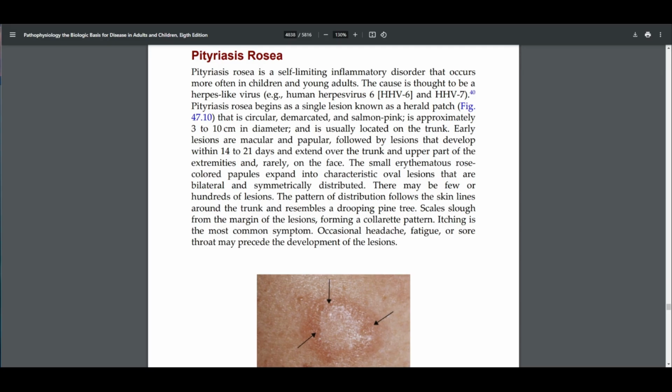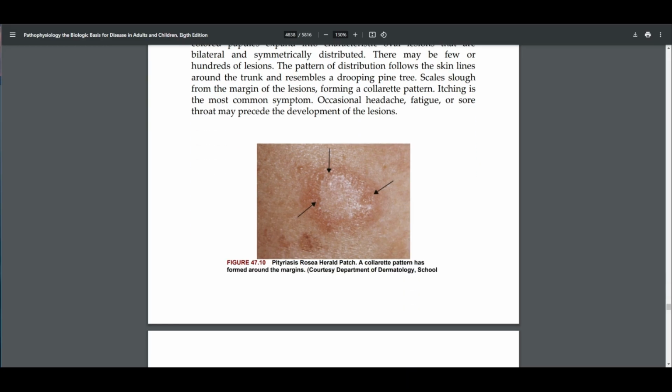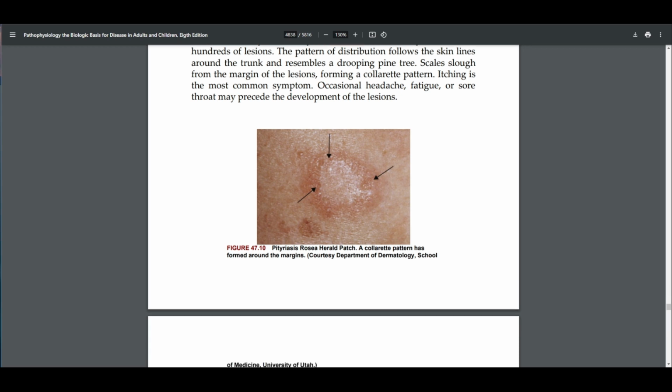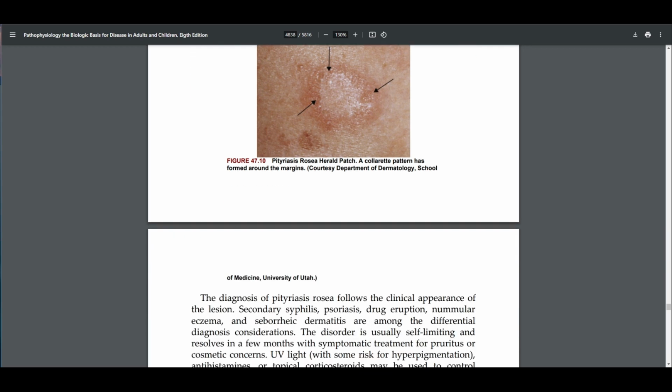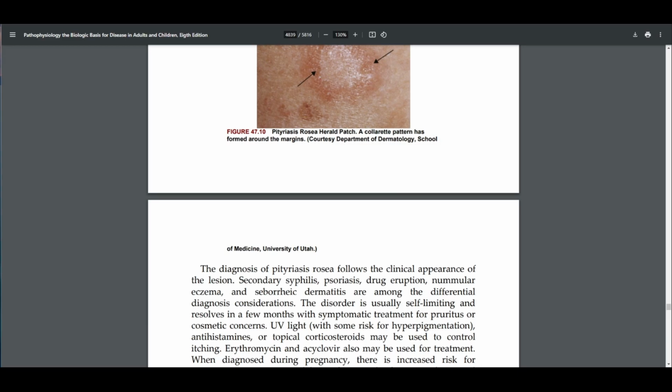Itching is the most common symptom. Occasional headache, fatigue, or sore throat may precede the development of the lesion. So here you're taking a look at pityriasis. The diagnosis of pityriasis rosea follows the clinical appearance of the lesion. Secondary syphilis, psoriasis, drug eruption, nummular eczema, and seborrheic dermatitis are among the differential diagnosis considerations.